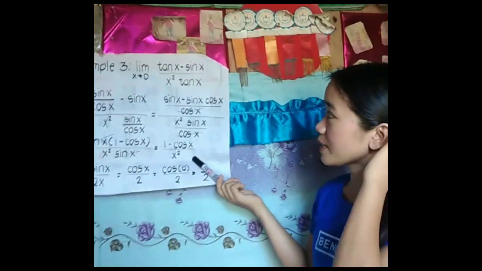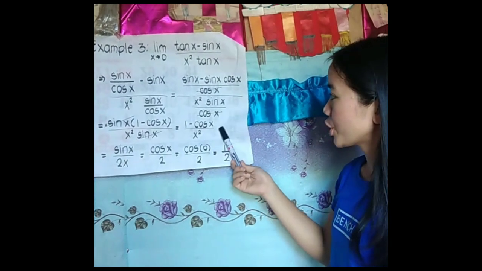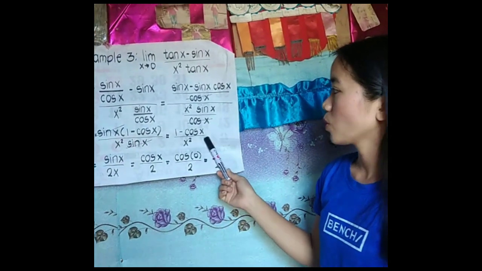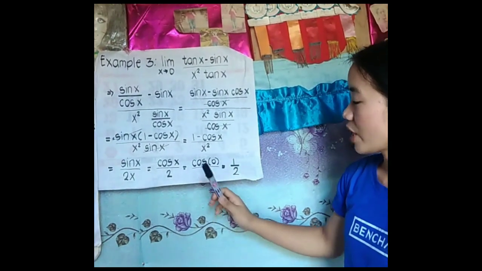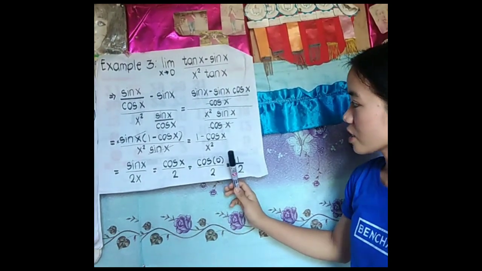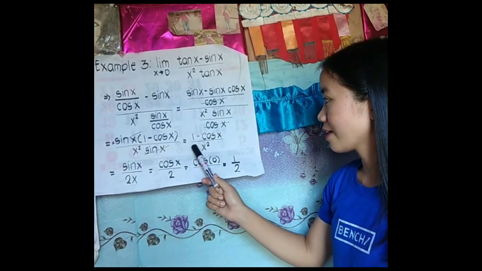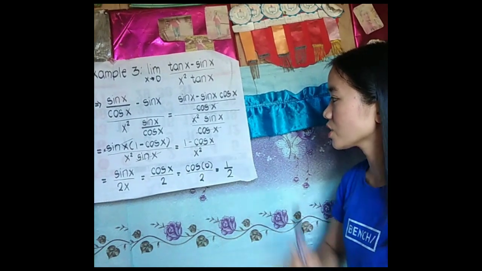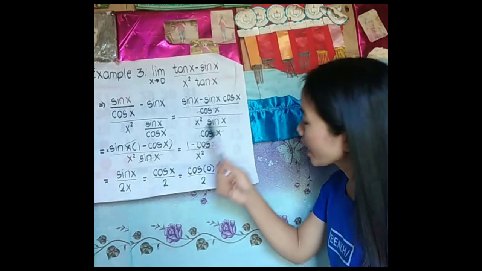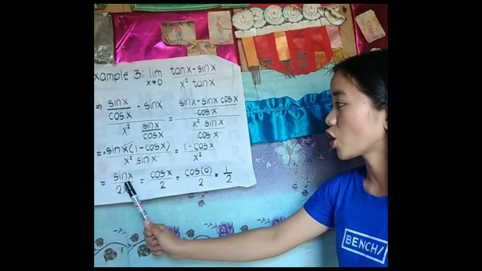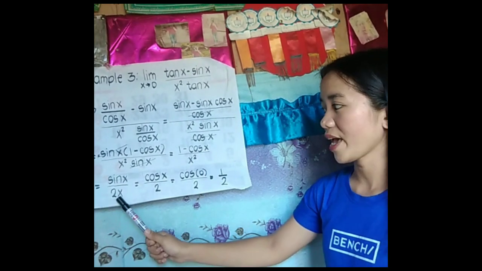So, if we substitute the value of x, which is 0, we have 1 minus cosine 0 over 0. So, it is an indeterminate form. That's why we will find the derivative of 1 minus cosine x over x squared. The derivative of 1, since it is a constant, is equal to 0, minus the derivative of cosine x, which is negative sin x. Multiply by negative, so the result is positive sin x. Then, the derivative of x squared is equal to 2x.